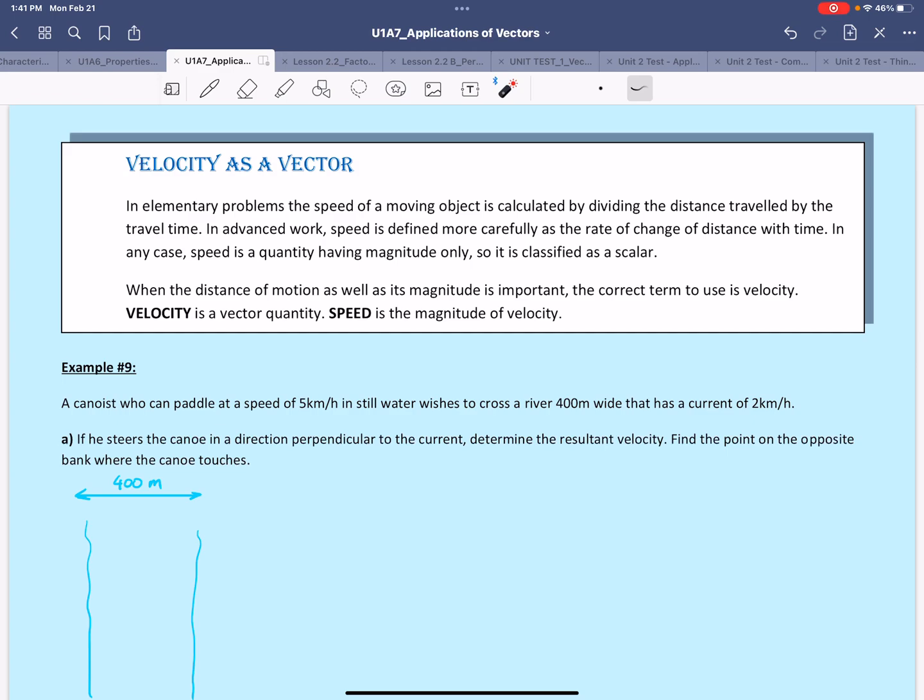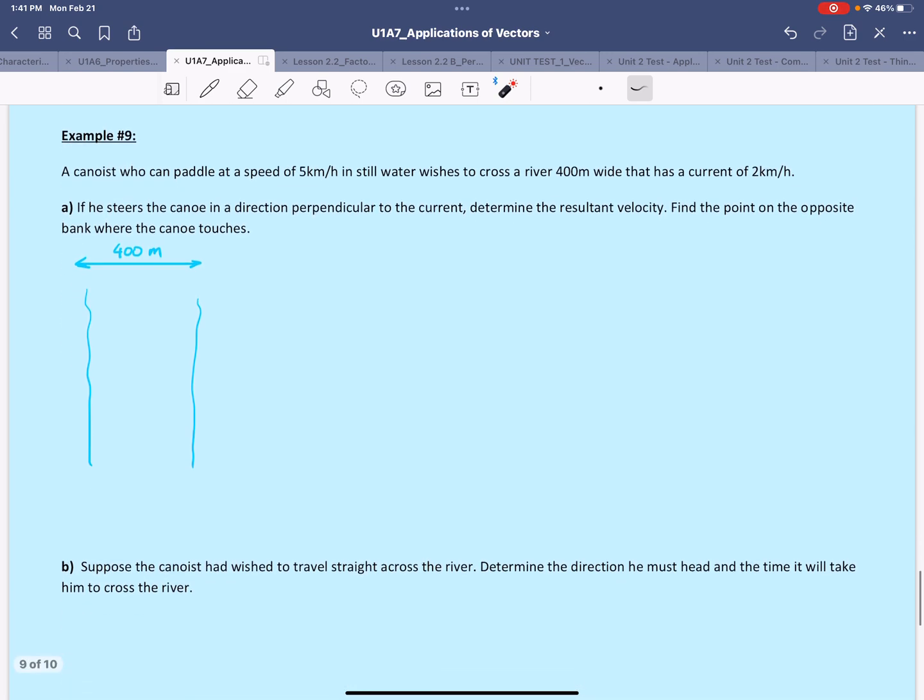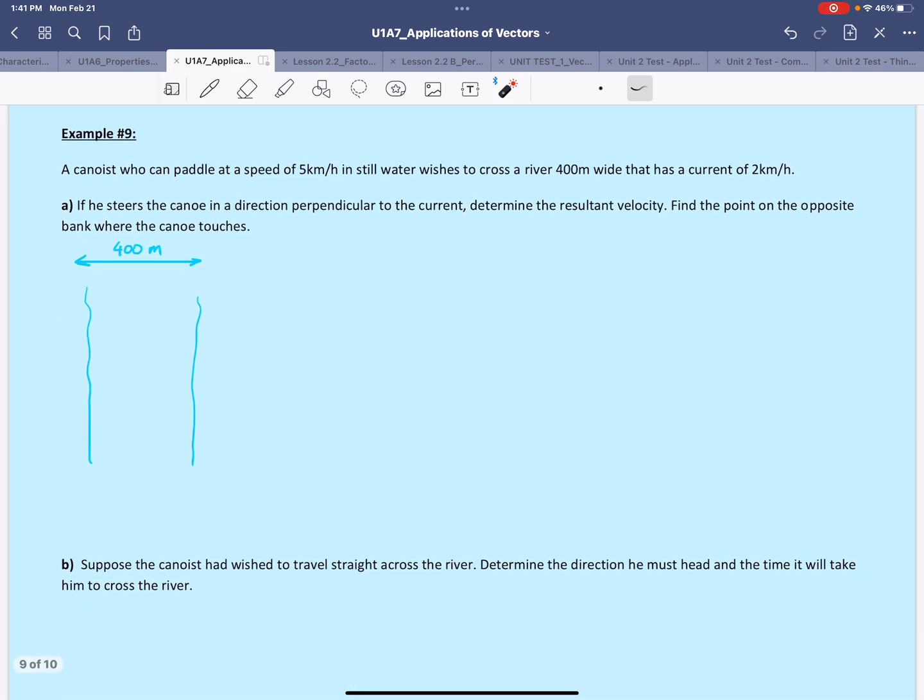Hello and welcome. We're going to take a look at another application of vectors, velocity. As we all know, velocity is a vector quantity because it possesses both magnitude and direction. We're taking a look at example 9, a canoeist who can paddle at a speed of 5 kilometers an hour in still water, wishes to cross a river 400 meters wide with a current of 2 kilometers an hour.